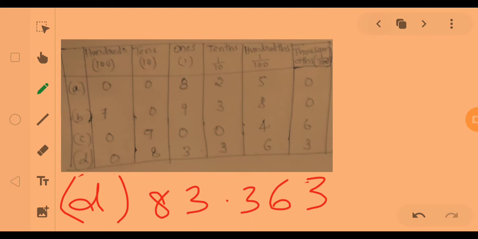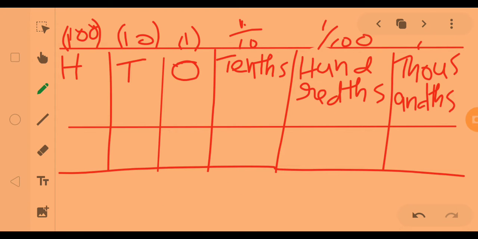Next, we are going to see how to write numbers on a place value table. So let us write decimal numbers on the place value table. First we have the number, say 0.63. So how do we write 0.63 on the place value table?